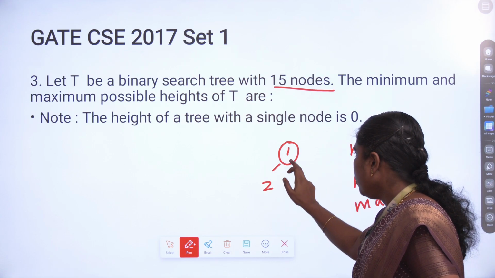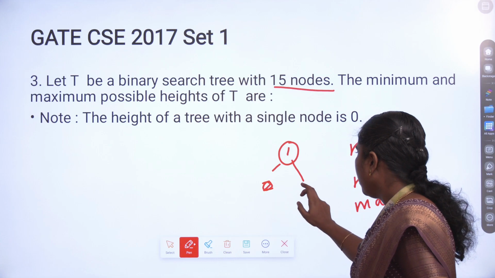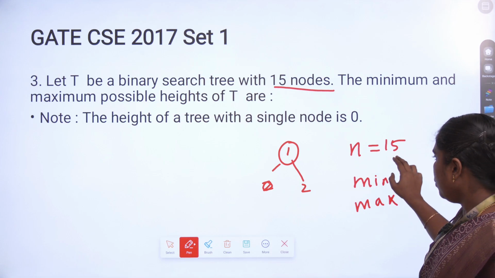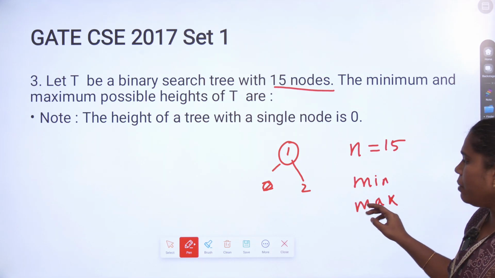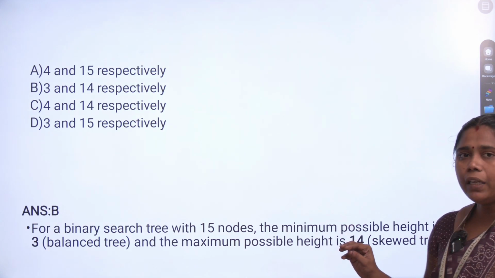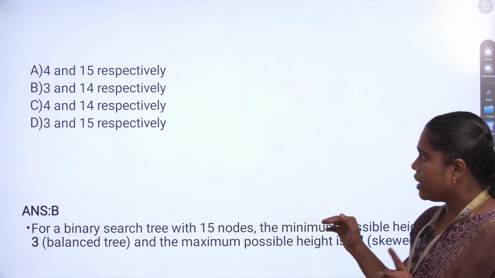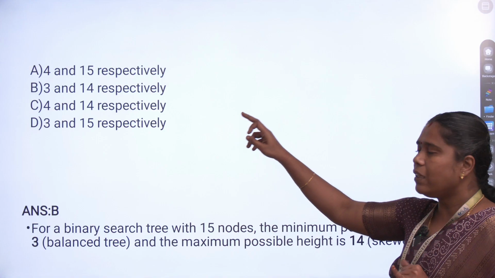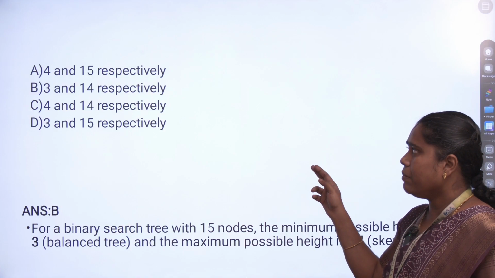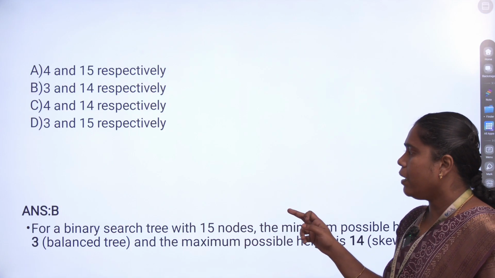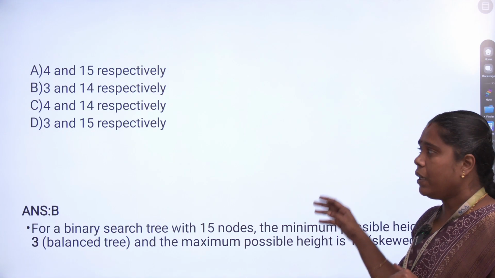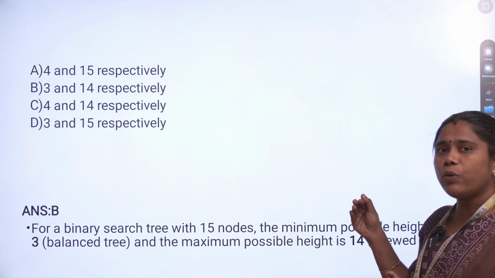If other nodes are inserted, the height will be 1, and so on. So you are given 15 nodes, and you are going to find the minimum height and the maximum height of the tree. You have 4 options. The first is minimum 4 and maximum 15. The second is minimum height 3 and maximum height 14. The next is minimum height 4 and maximum height 14. The last option is minimum height 3 and maximum height 15. You are going to find which of these options is correct.